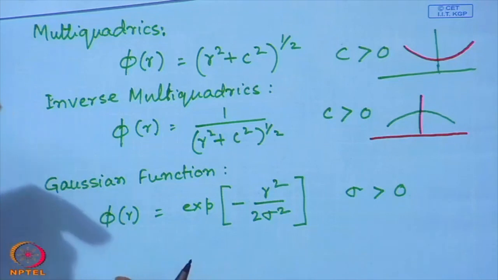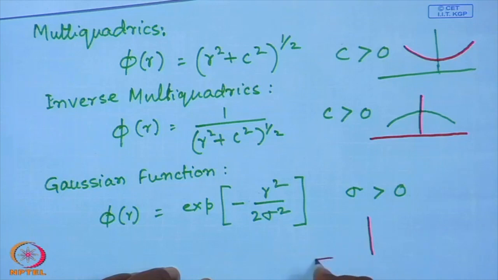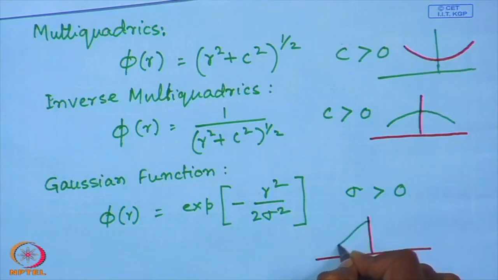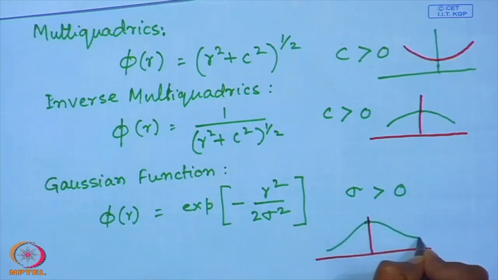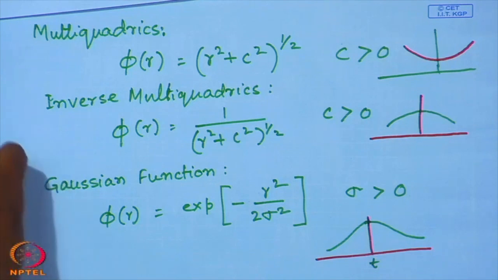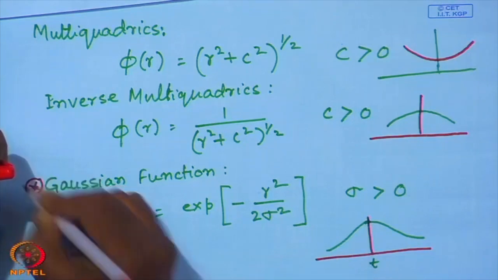In case of the Gaussian function, you all know that this has a very common form. The Gaussian function will be something like this. So, at the receptor location t, the value of the function phi will be maximum, and as you move away from the receptor point, the value of the function phi r goes on reducing following this pattern. And it is this Gaussian function which is most commonly used in case of radial basis function.